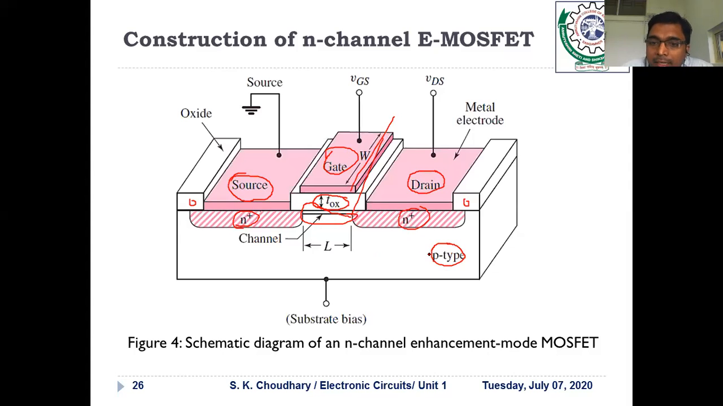If I am using an N-type material as a substrate, then I have to deposit P plus source and drain here. Whatever channel is formed would be called the P-channel MOSFET. So both types of MOSFETs are actually possible and available in the market.